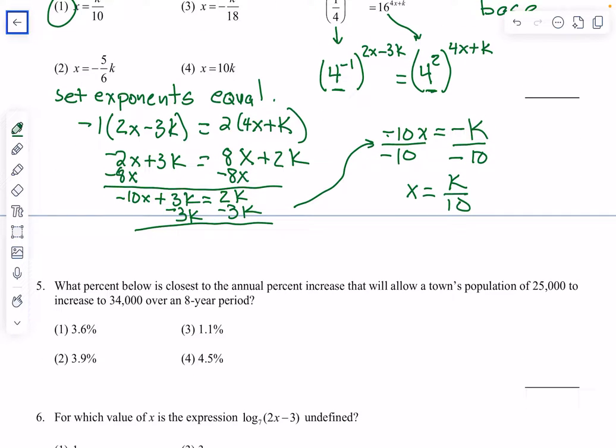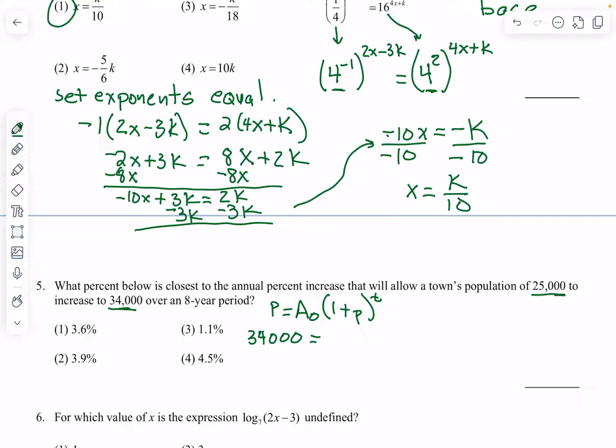All right. Number 5. Because it says it's a percent increase, the population follows the exponential formula, which is P is equal to the initial amount times 1 plus the percentage, raised to the time. Okay, so we have the initial amount is 25,000 and the increase is to 36,000 over an 8-year period. If it was a decrease, we would do 1 minus P. All right, so let's fill in what we know.